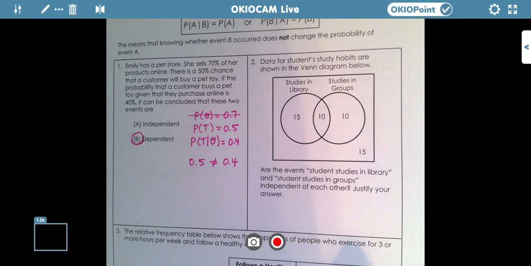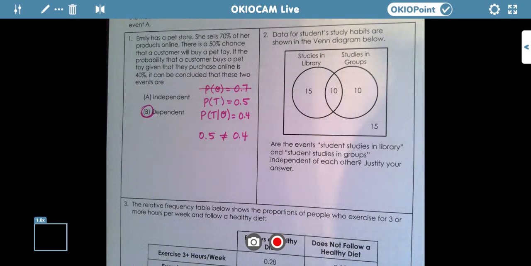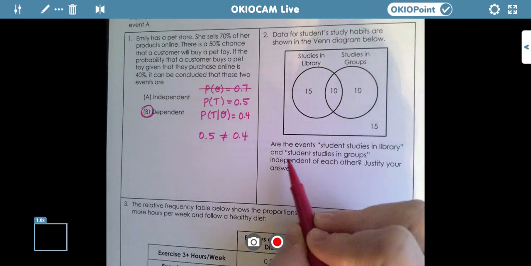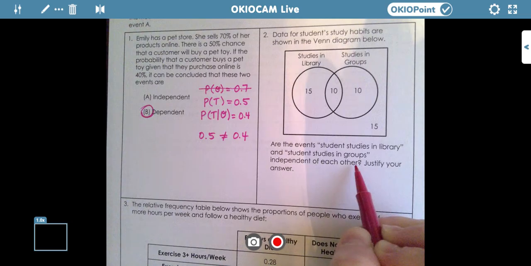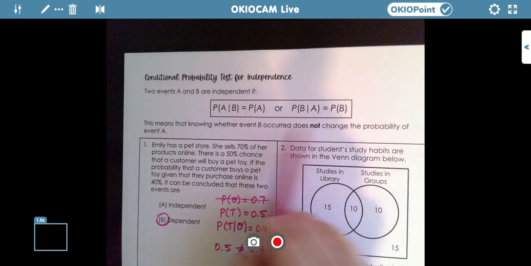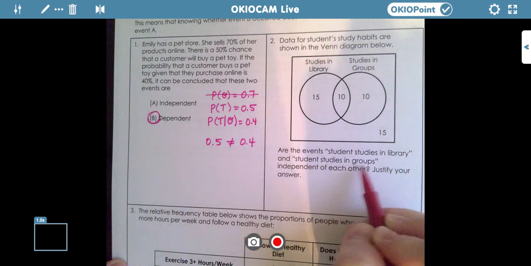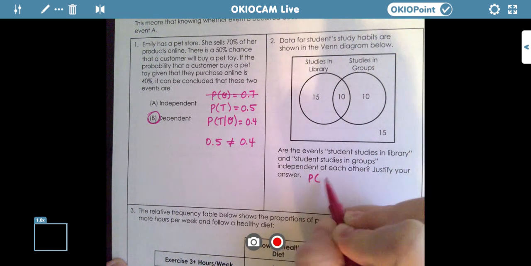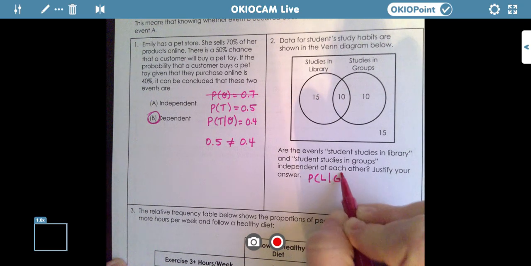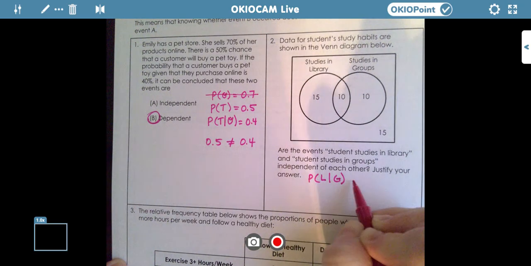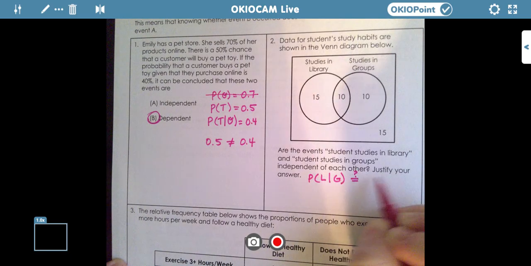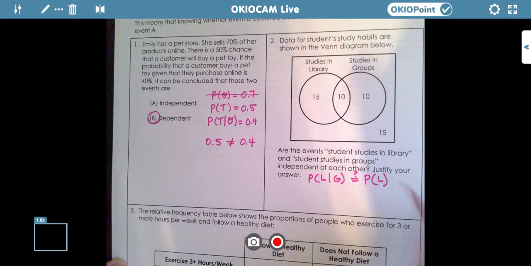Data for the student study habits are shown in the Venn diagram below. Are the events student studies in library and student studies in groups independent of each other? Now, it doesn't matter which order you do them in, but whatever order you use, you have to make sure you use the right formula for that. So studies in library, studies in groups. So we'll say probability of library given groups. We'll start with that. And if we're checking for independence, we're checking to see if that's the same as the probability of just the library, just the first one.